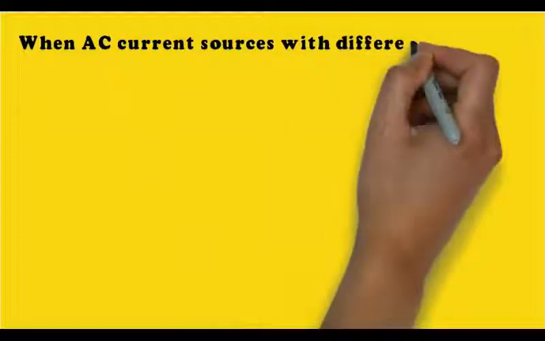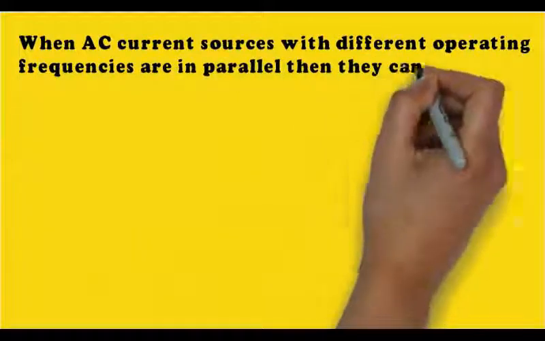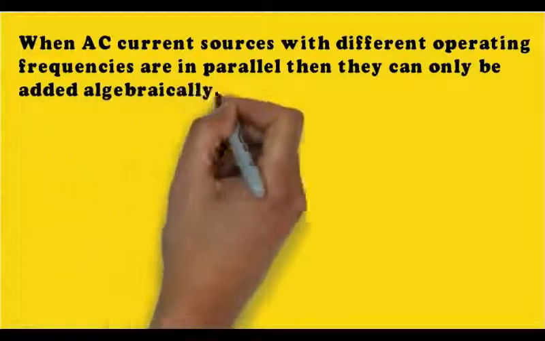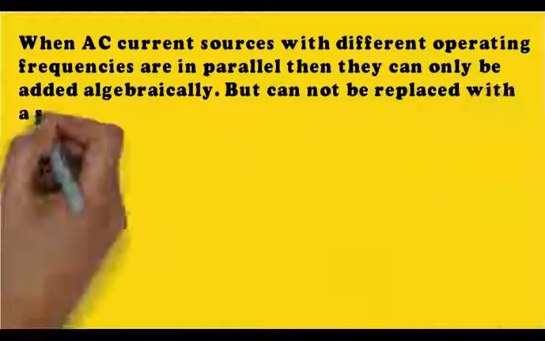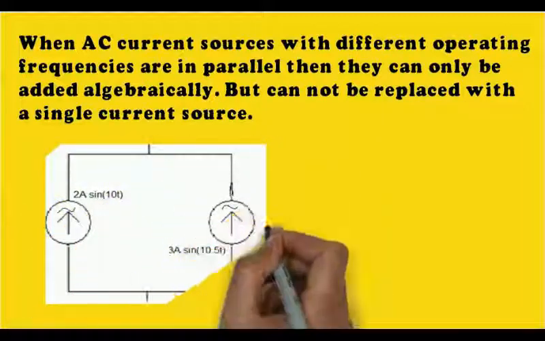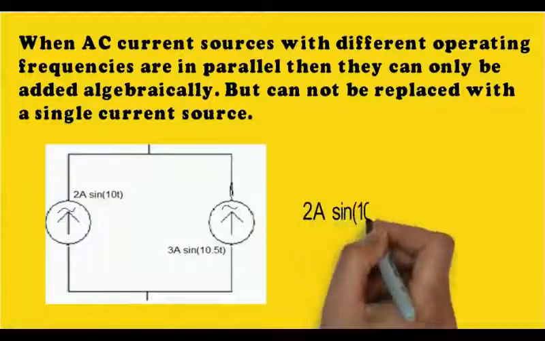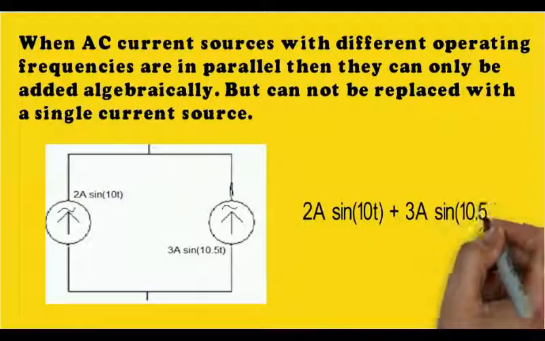When AC current sources are connected in parallel with different frequencies, they can only be added up algebraically but cannot be replaced with a single current source. In this case, two AC current sources are in parallel with different omegas, that are 10 and 10.5, therefore they are only added up algebraically.